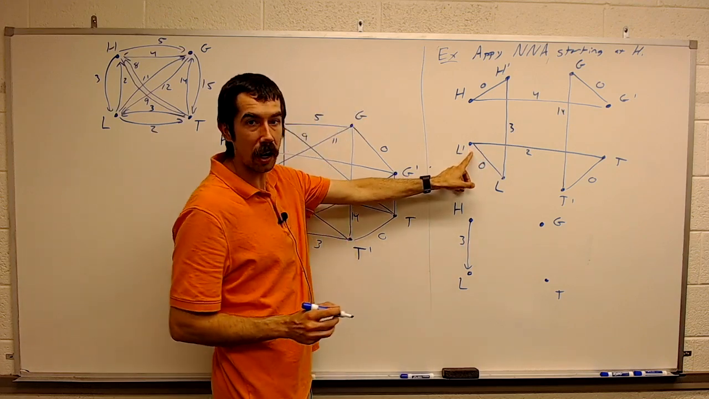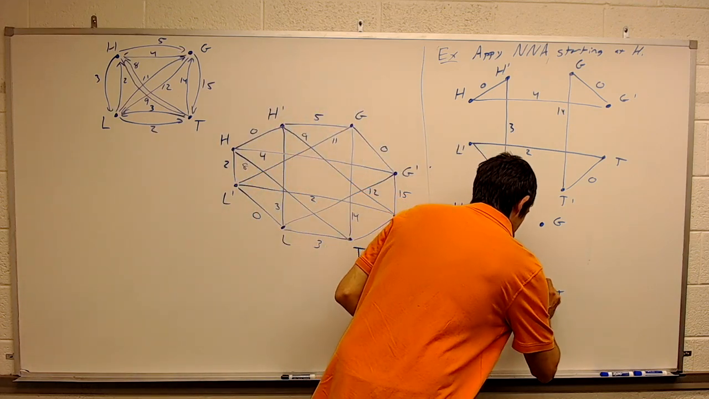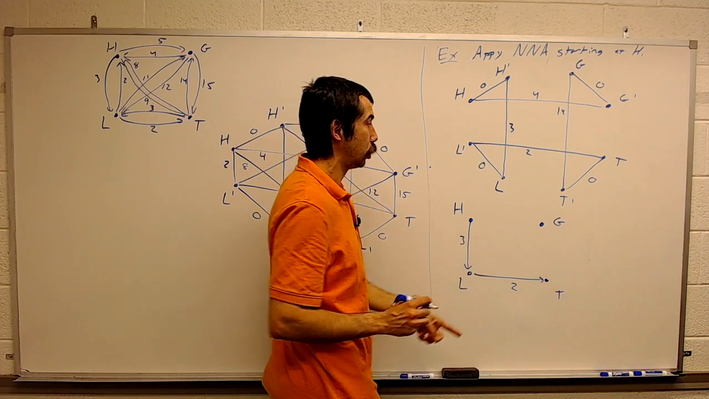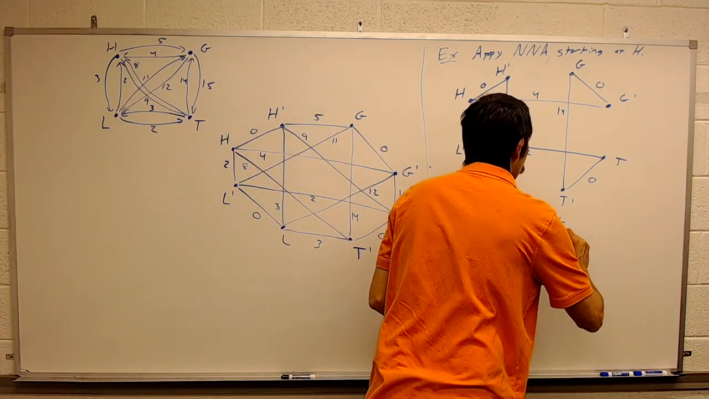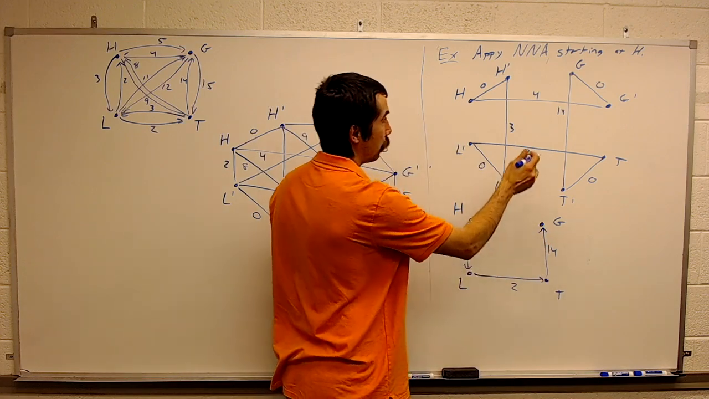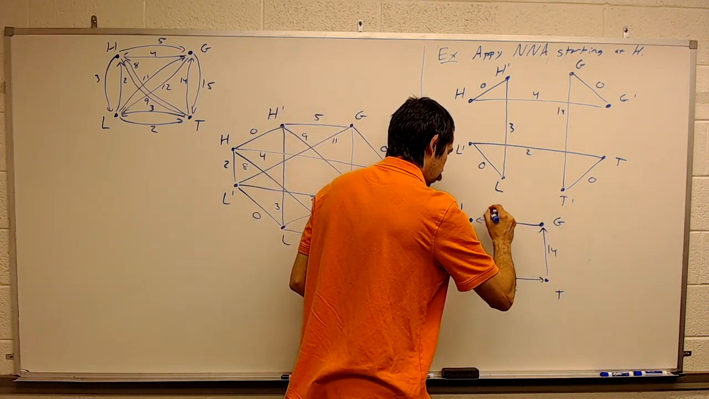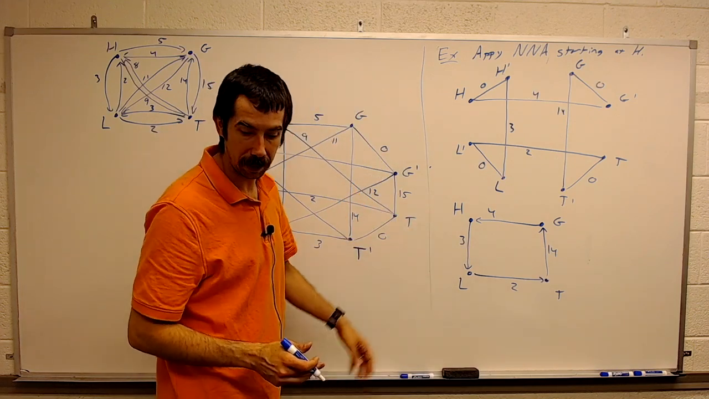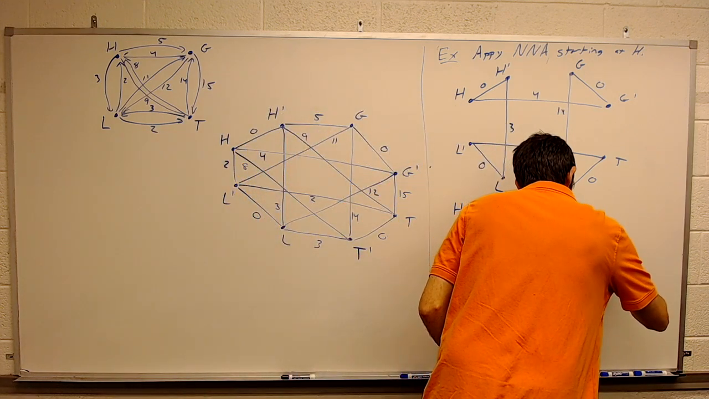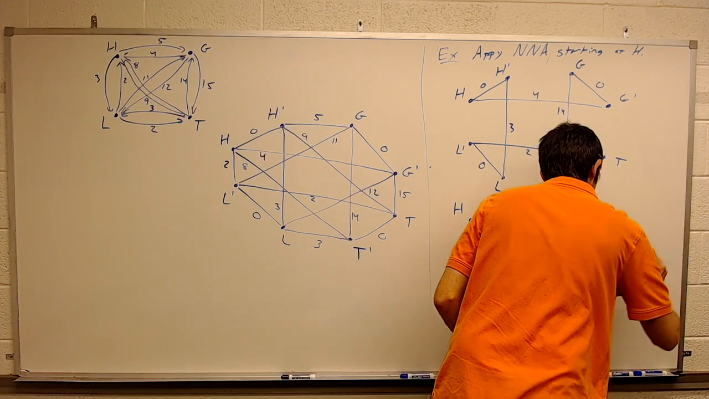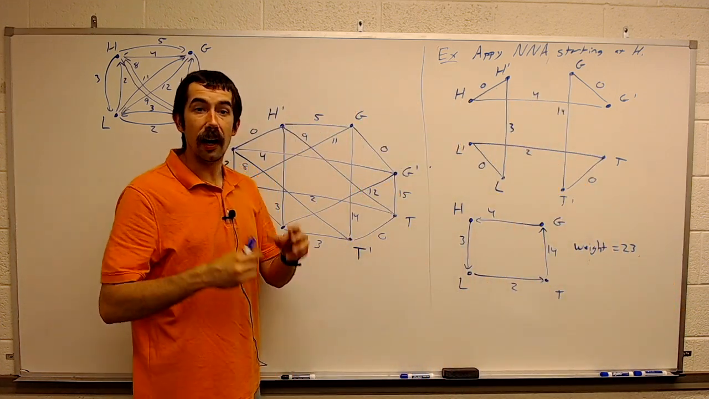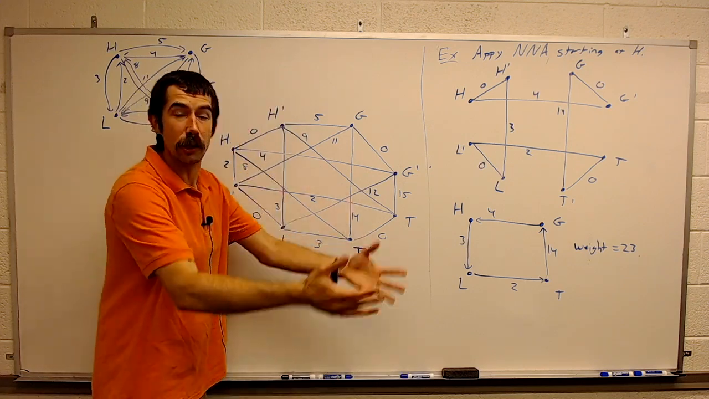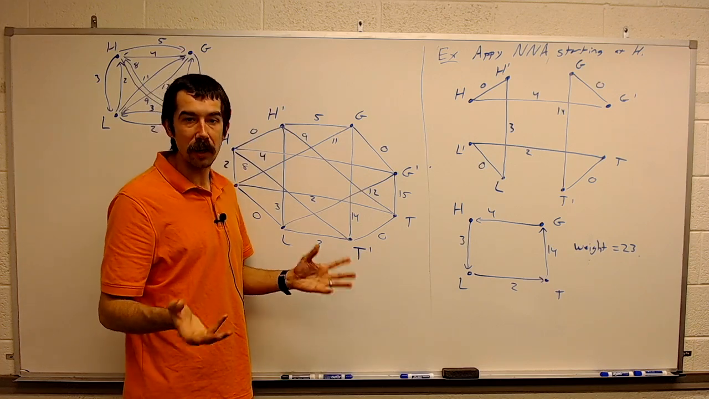L prime T means we start at L and go to T. T prime G means we start at T and go to G. And G prime H means we start at G and go to H. All right, and so the total weight here is 23. All right, so the undirecting algorithm allows us to take a directed graph, turn it into just a graph, and then apply some of the algorithms that we've talked about in previous videos.